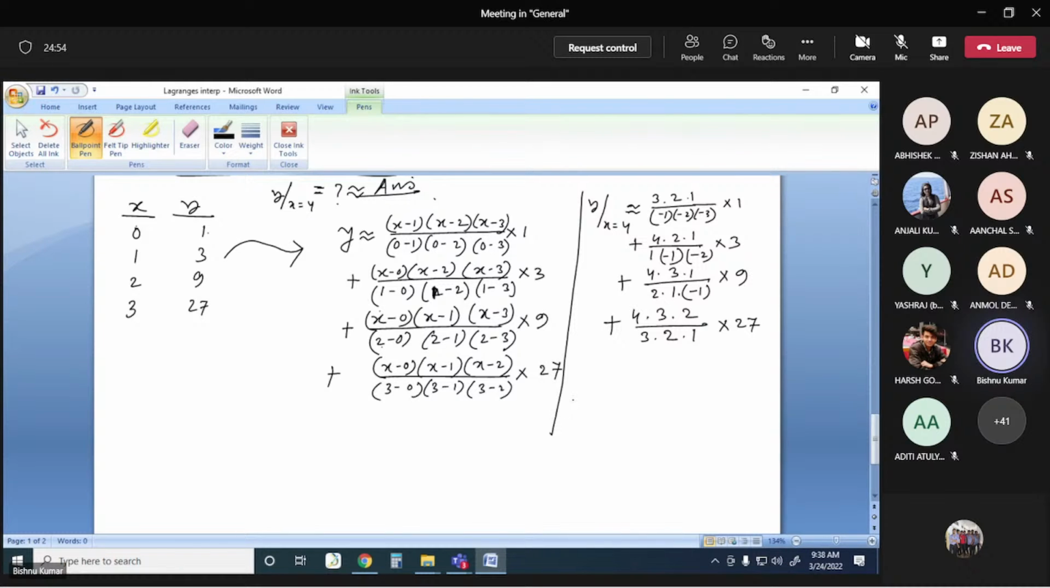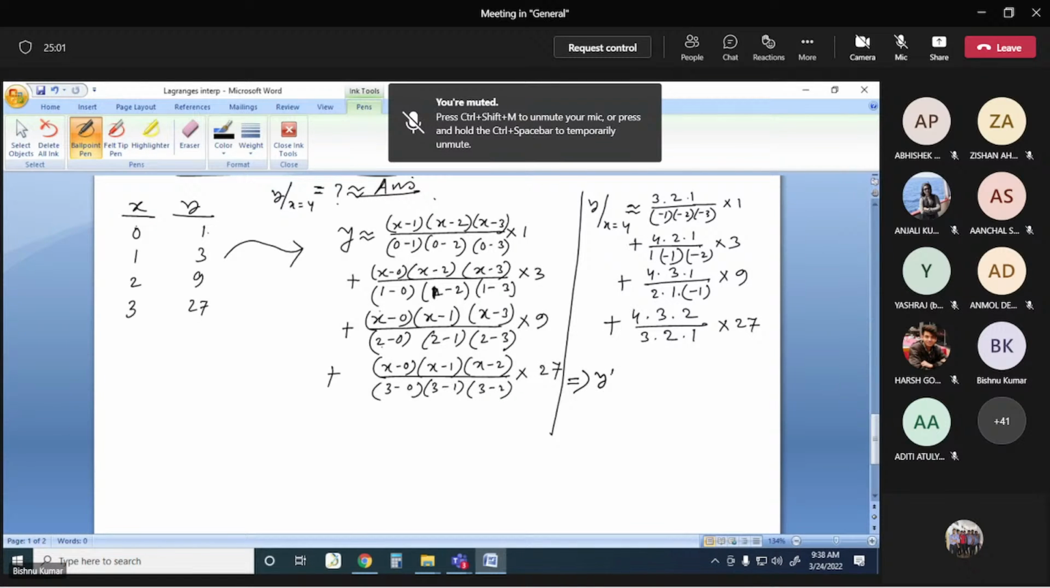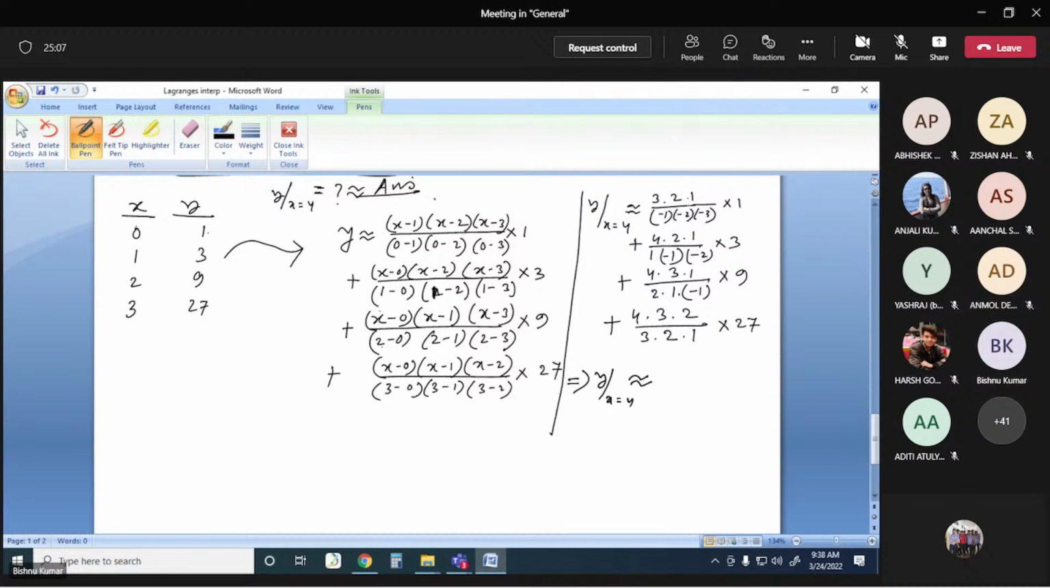And what is the approximate value that is coming? What is this term? First term: 6 by minus 6, minus 1 into 1 means minus 1. Okay, what is this? 2 cancel, and minus minus is plus. So it will be 4. 4 into 3 means 12.